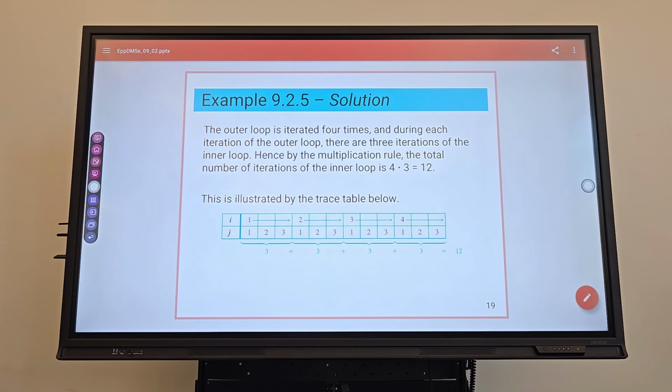So i increments every 3 times j increments, and j gets reset each time i is incremented.